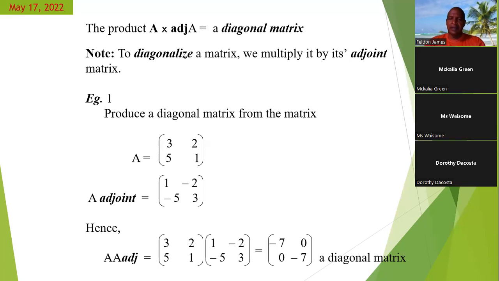Now, finding the adjoint of a matrix can be very useful. One technique of solving simultaneous equations by matrices is to use the adjoint matrix. Another technique that we use to solve simultaneous equations using matrices is finding the inverse of the matrix. So there are two methods that we can use, and we'll be seeing those shortly.